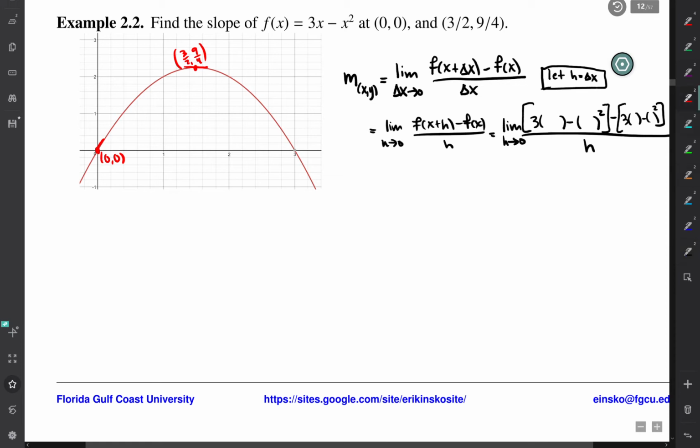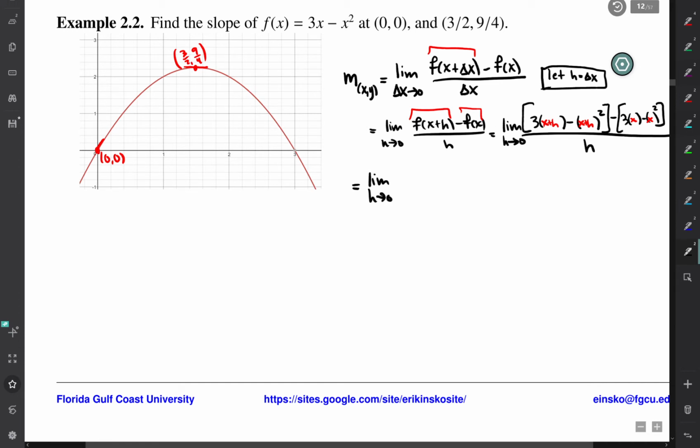Now the first time, because I'm looking at f of x plus h, I'm going to plug in x plus h here and x plus h there. Anytime there's an x in f of x, I plug in x plus h. And then over here I plug in just x, because that's the f of x part. Okay? And now I take the limit.